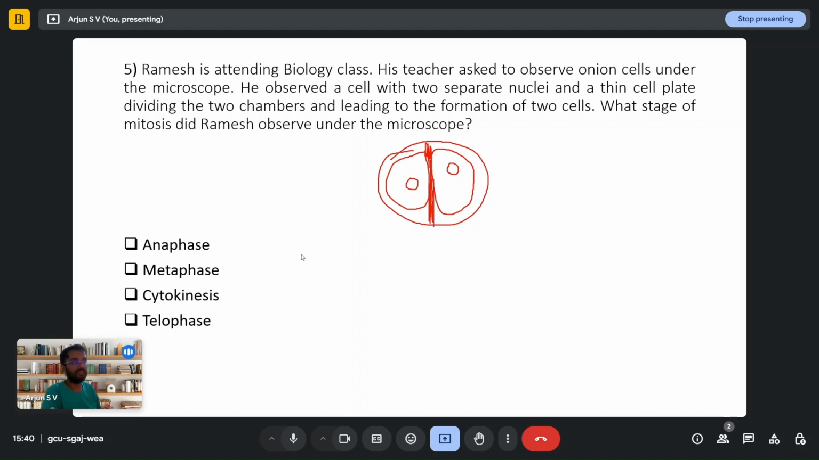When the cells are almost about to divide, this exhibits the process of cytokinesis. Cytokinesis is the final stage of division where the cell starts bifurcating to divide both the nuclei and the cytoplasm to form two cells.